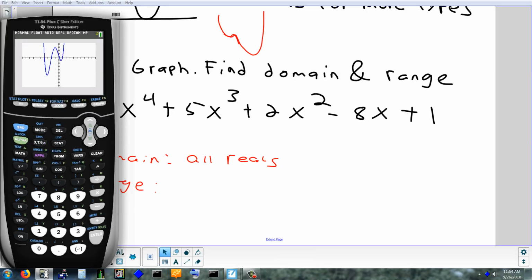Okay, so does this graph go up forever, down forever, or both? It goes up forever. Well, if it doesn't go down forever, that means it must bottom out somewhere. Where does it bottom out? Right there. If I go second calc minimum, I can find the lowest value that the graph ever hits.